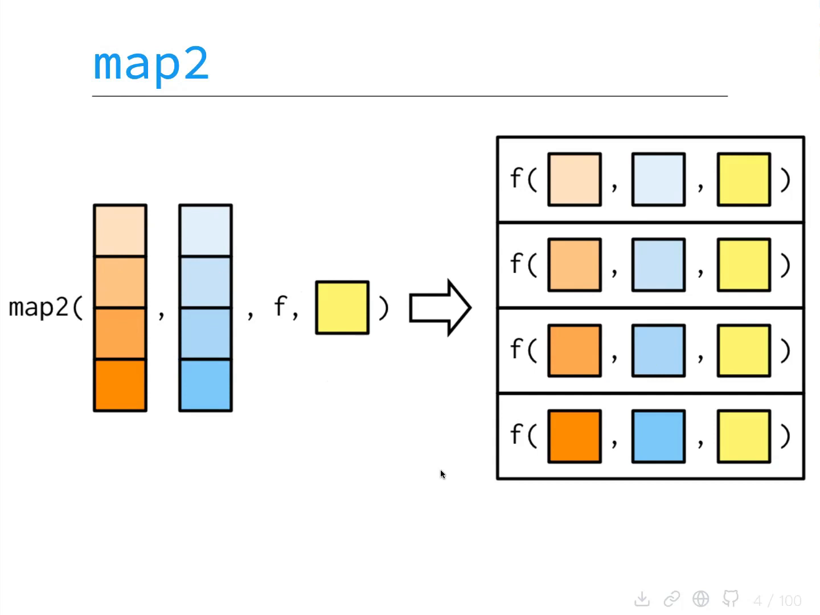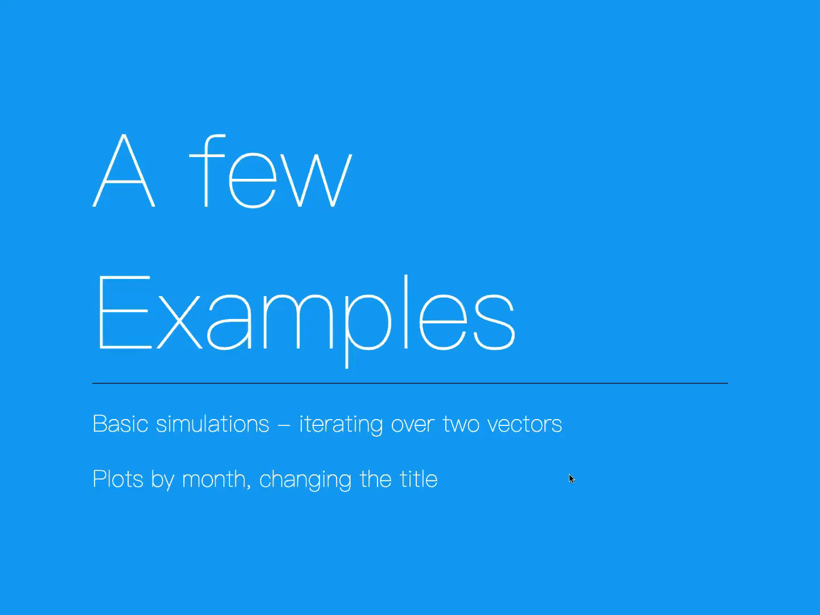ANOVA M1B, M2B. Okay. So we'll go through a few examples. I'm going to go through some basic simulations, which is kind of just the theme we've been on, right? But then I'll also do some plotting, okay, to show you how to specifically create plots where you're varying the title of each plot to match the thing.